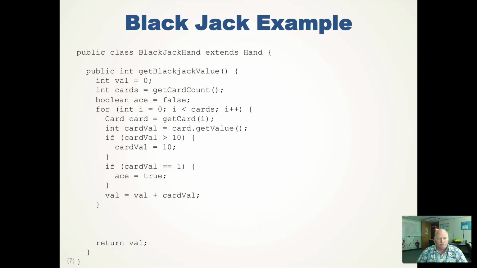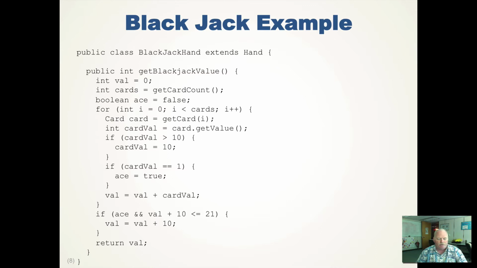And then the last thing we need to do is check to see if there was an ace in the hand, and if we can add 10 to the value and it's less than or equal to 21, then we want to add that 10. We want to make that ace count as 11 and not 1. So if there's an ace and we can consider that ace to be 11, we will do that by adding 10 more to the value, and then we return value, or val.